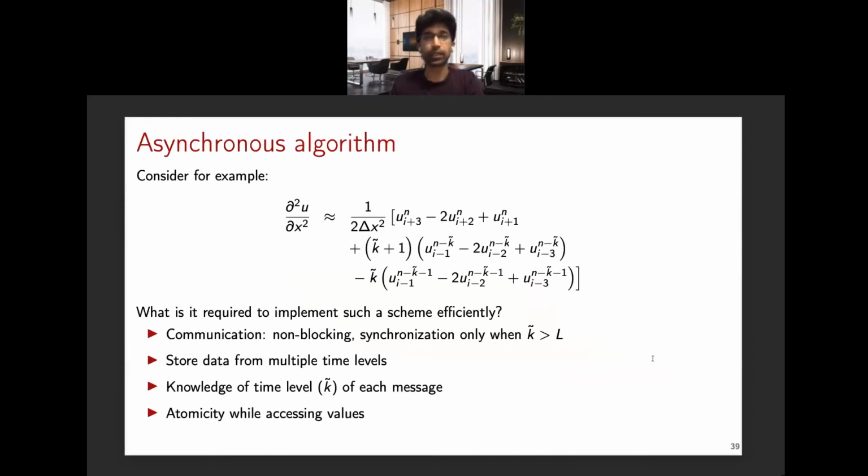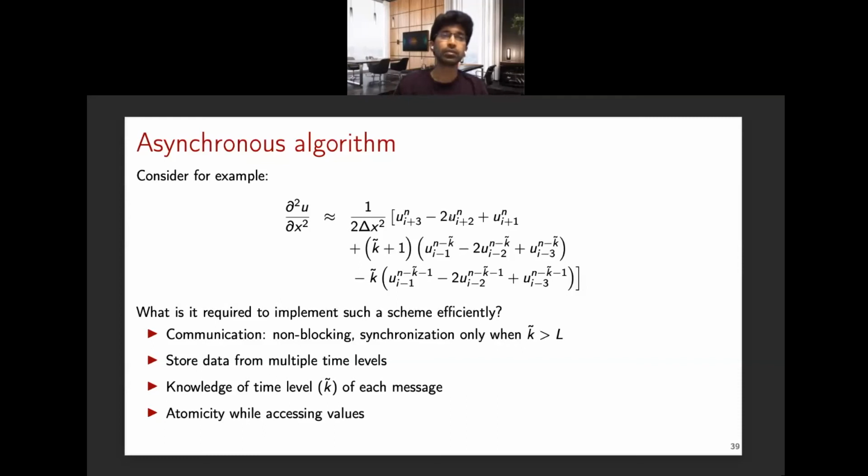Now if you consider the asynchrony-tolerant schemes, a typical scheme looks like what is given in this expression here. It might look complicated, but what you see is that you have stencil points in space going from i plus 3, i plus 2, i plus 1, i minus 1, i minus 2, and i minus 3. And you have time levels going from n minus k tilde and n minus k minus 1 tilde. So there are 3 time levels that are used here. The value of k remains arbitrary because we are considering stochasticity in the time level that is available in our buffer.